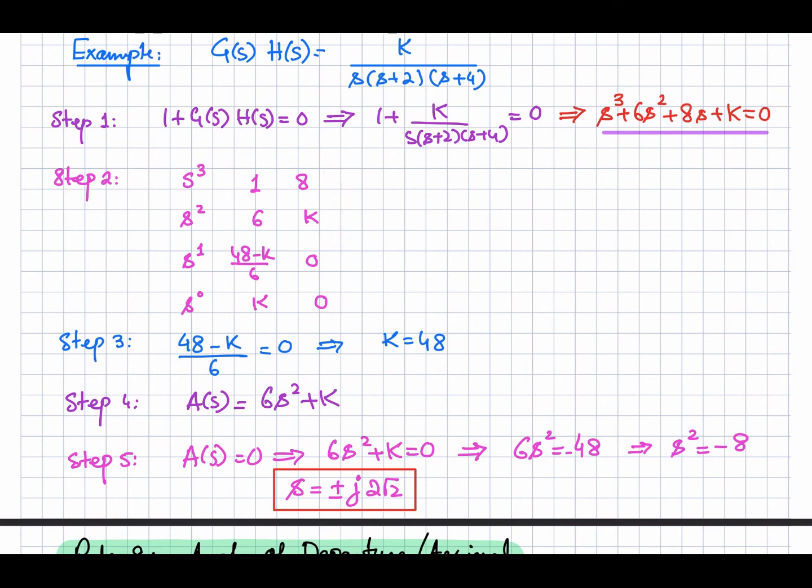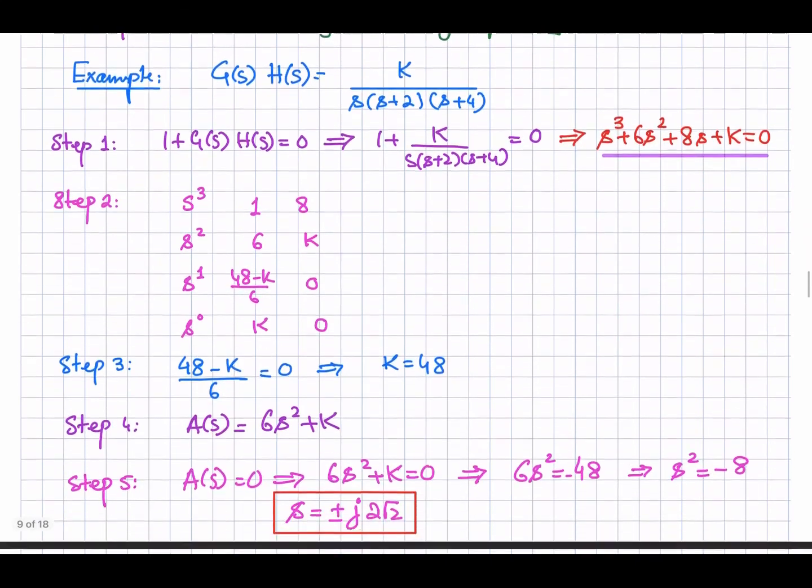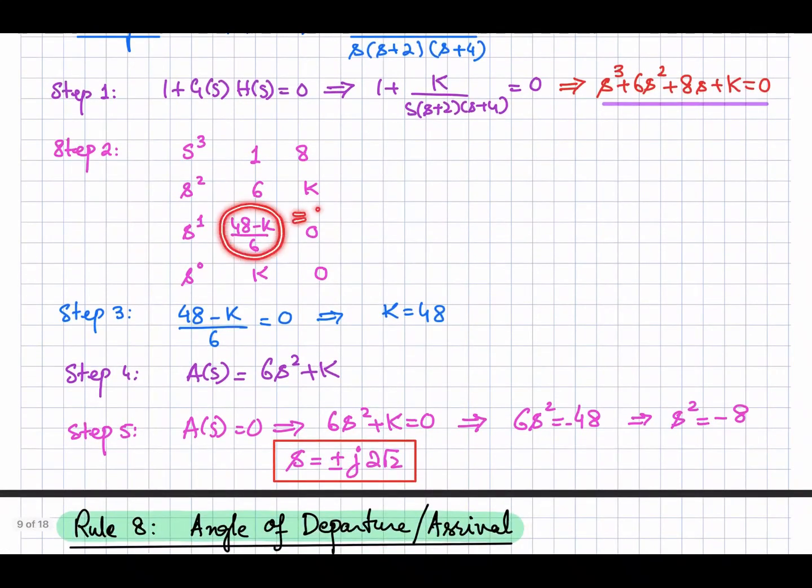Now for the critically stable condition, this portion can be set equal to 0, but then the whole row becomes 0. So 48 minus k by 6 is equal to 0, so k is equal to 48. When the gain is equal to 48, the closed loop poles will be crossing the j omega axis. Now the auxiliary polynomial is defined with the help of the row just before the 0 row. That will be 6s square plus k, and setting it equal to 0.